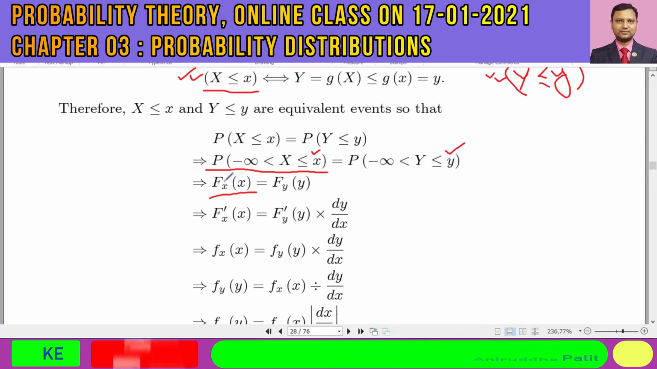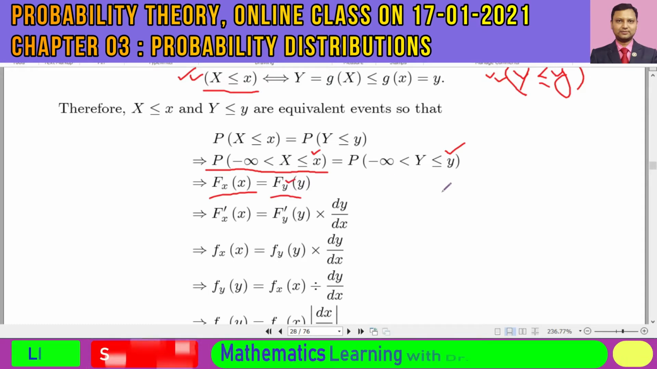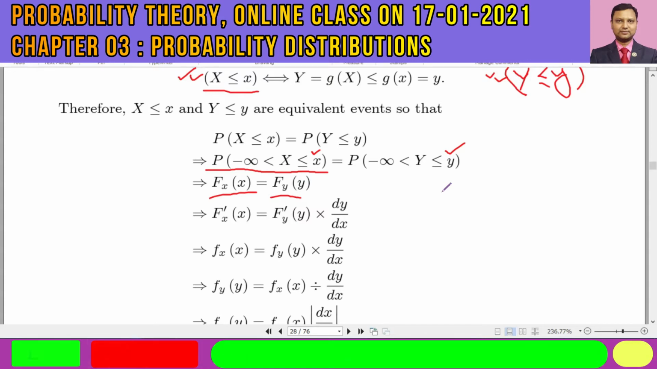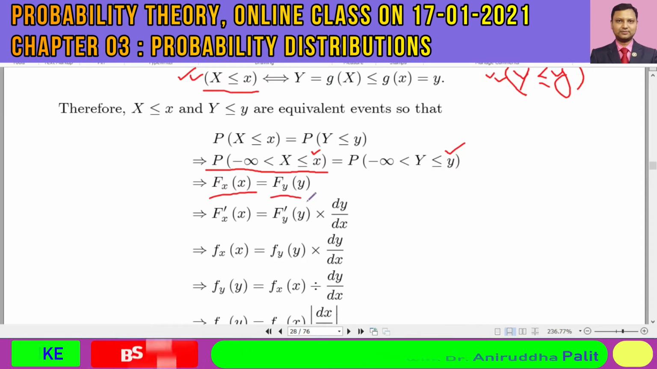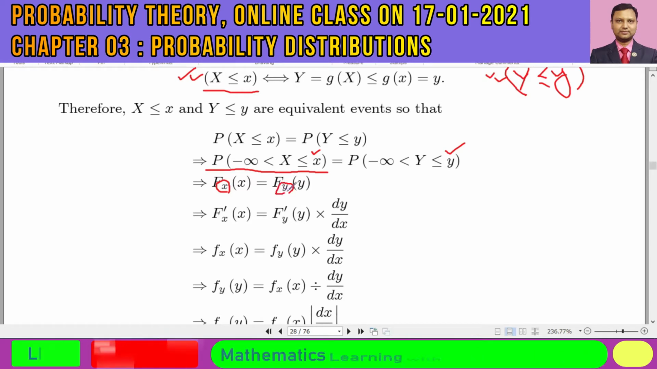This suffix represents that this capital F is the distribution function of X, and over here the distribution function of Y is represented using the suffix Y, showing that this is the distribution function of Y. So do not mix these two distribution functions. Although we are representing both distribution functions by capital F, in order to distinguish them we are using the suffix X or Y.